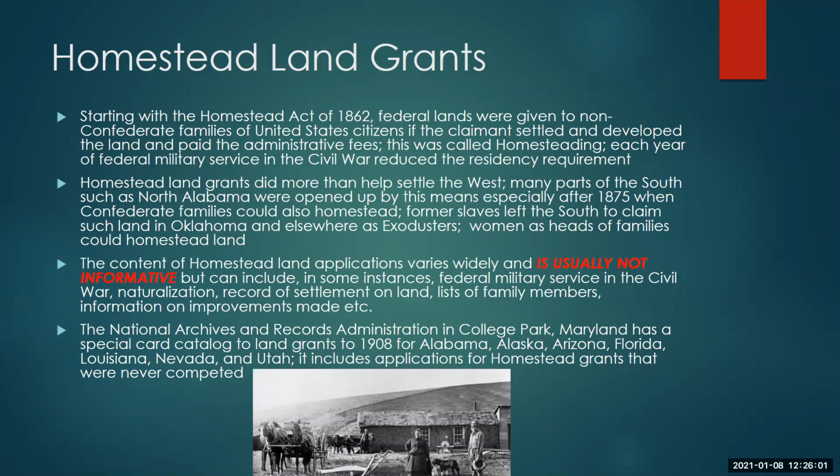Starting in 1862, federal lands were given to non-Confederate families of United States citizens. Now, there's three important points in this statement. First, the federal lands are being given away for free. You don't have to make installments. There's no credit involved. You get the land for free. Secondly, the federal land was not given to Confederate families. And the third thing is citizens.